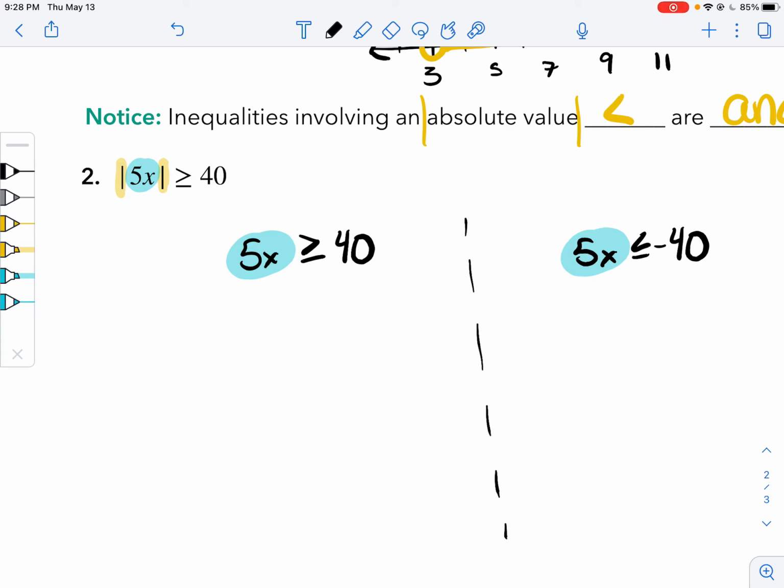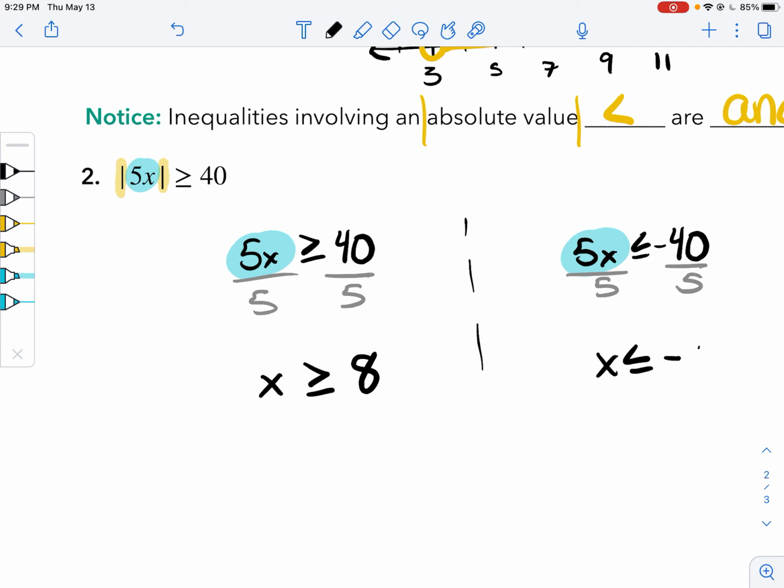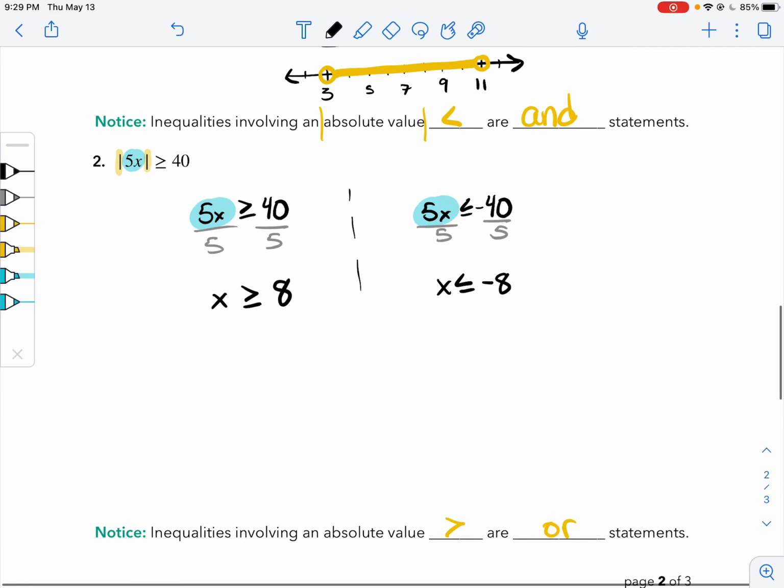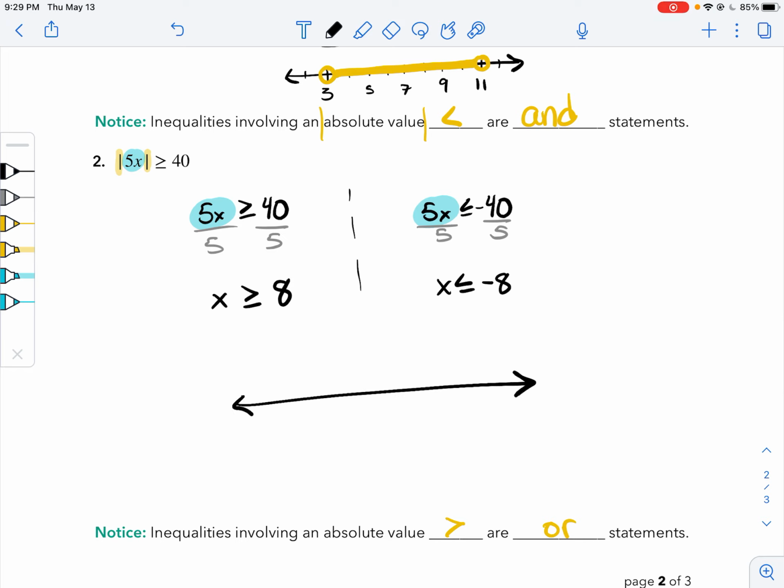So we split and we solve. Make like a banana and split. We'll divide by 5. That gives us x is greater than or equal to 8, or x is less than or equal to negative 8. Oh, that's cute. That'll go really nice on our number line. 0, 2, 4, 6, 8, 10. Nope, that's a negative. Okay, so now let's put them together.